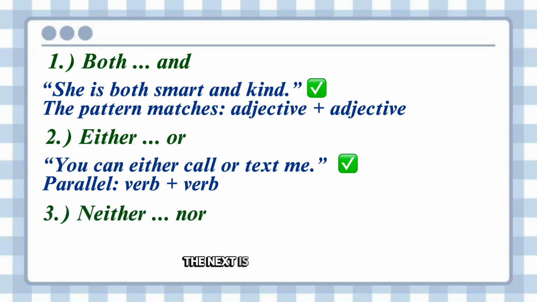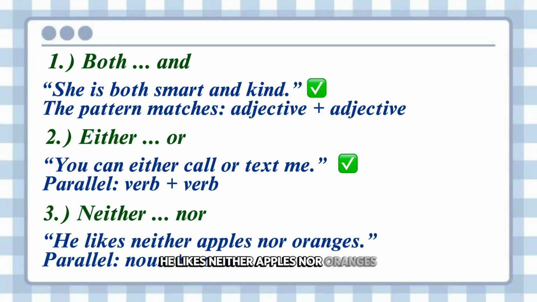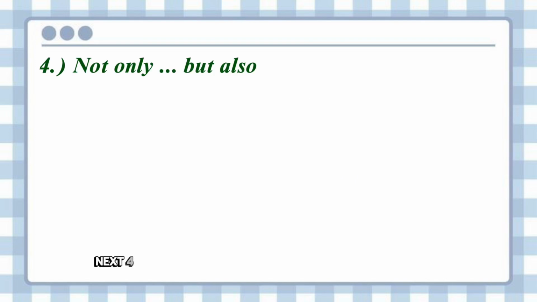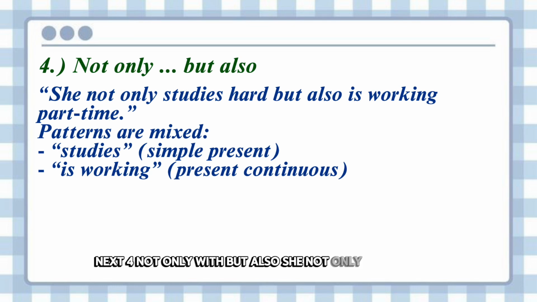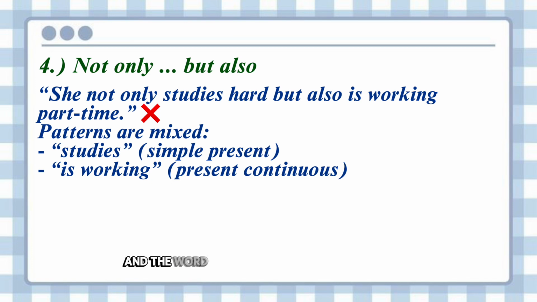The next is neither with nor. He likes neither apples nor oranges. This is the correct sentence too because the parallel is noun plus noun. Next, fourth, not only with but also. She not only studies hard but also is working part-time. This is incorrect because the patterns are mixed. The word studies is simple present and the word is working is present continuous.